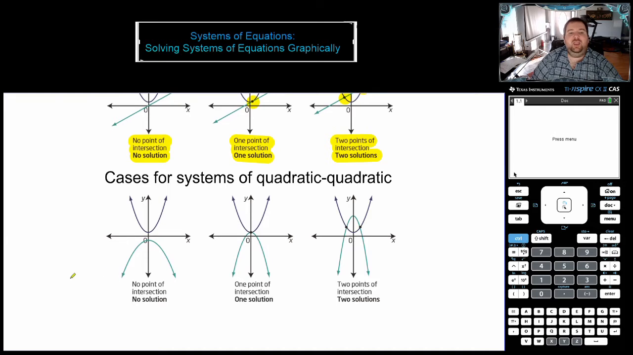Let's look at your cases for quadratic-quadratics. You could have no point of intersection, where your 2 quadratics don't meet at all, and that would be no solution. You could have 1 point of intersection and 1 solution, or 2 points of intersection, so 2 solutions there.